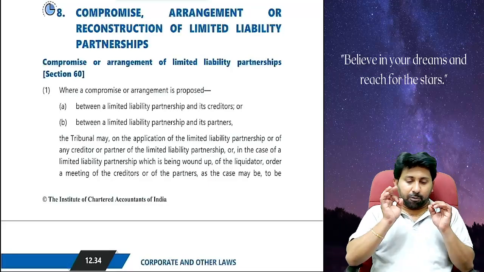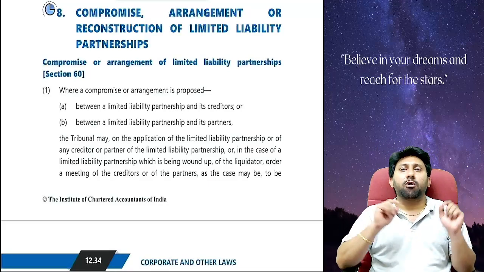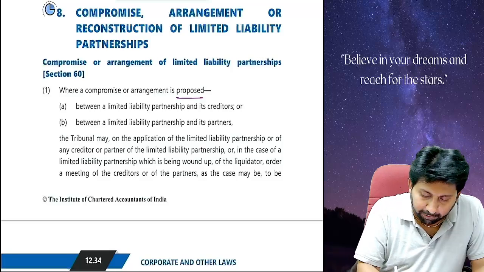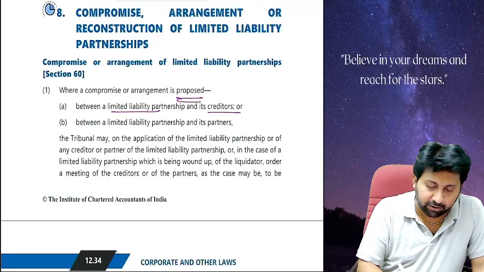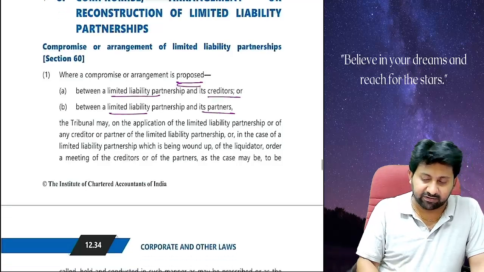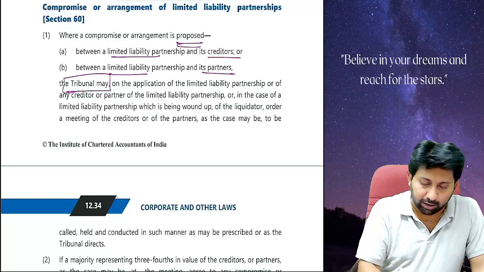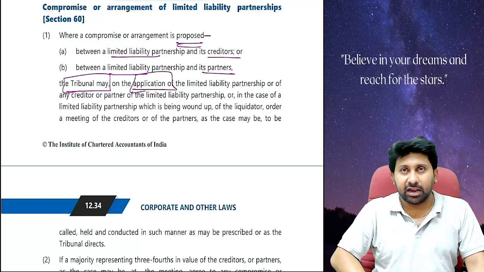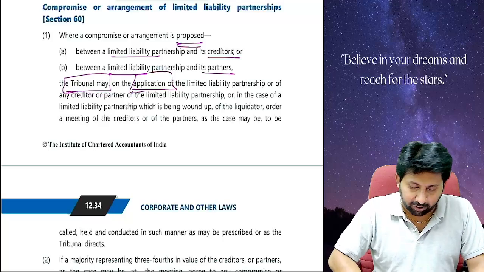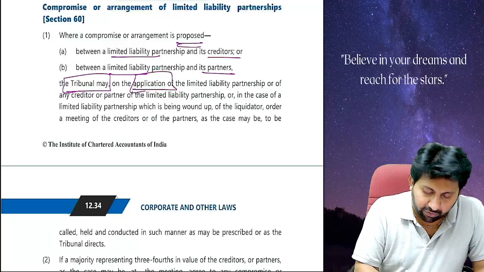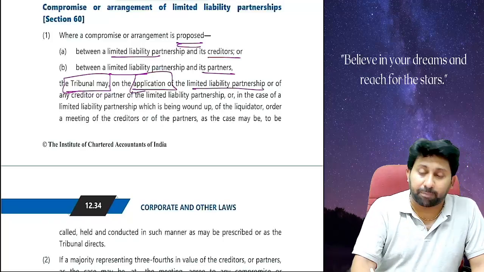So repeat. Point number 1: who is going for a compromise? A compromise is proposed between the LLP and creditors, and the LLP and the partners. Can they do it directly? No. They have to apply to the tribunal. Application by the LLP to the tribunal. Next, on the application of the LLP, who can make the application?